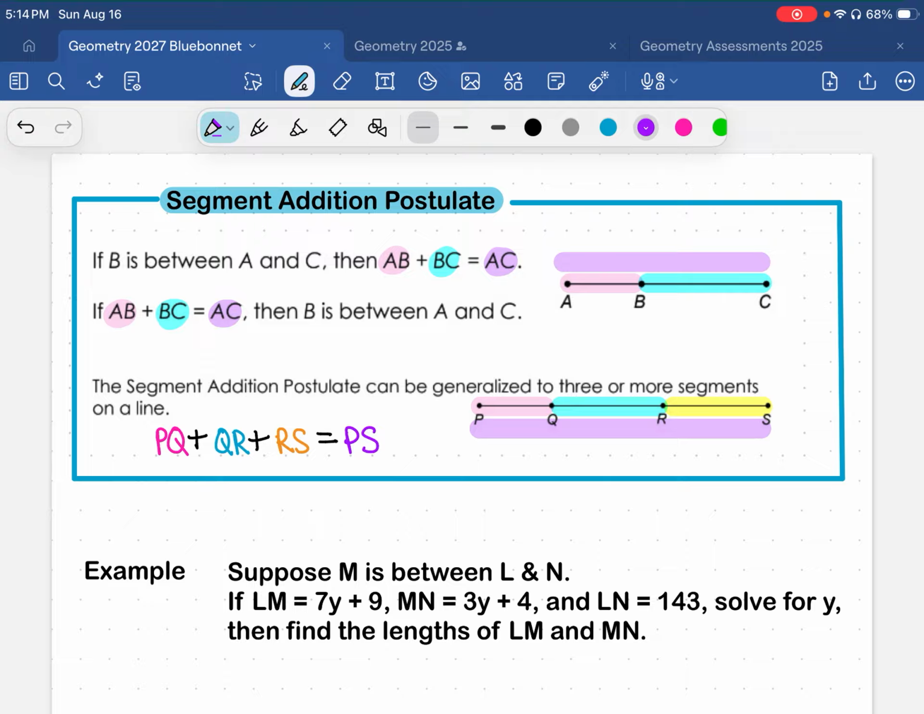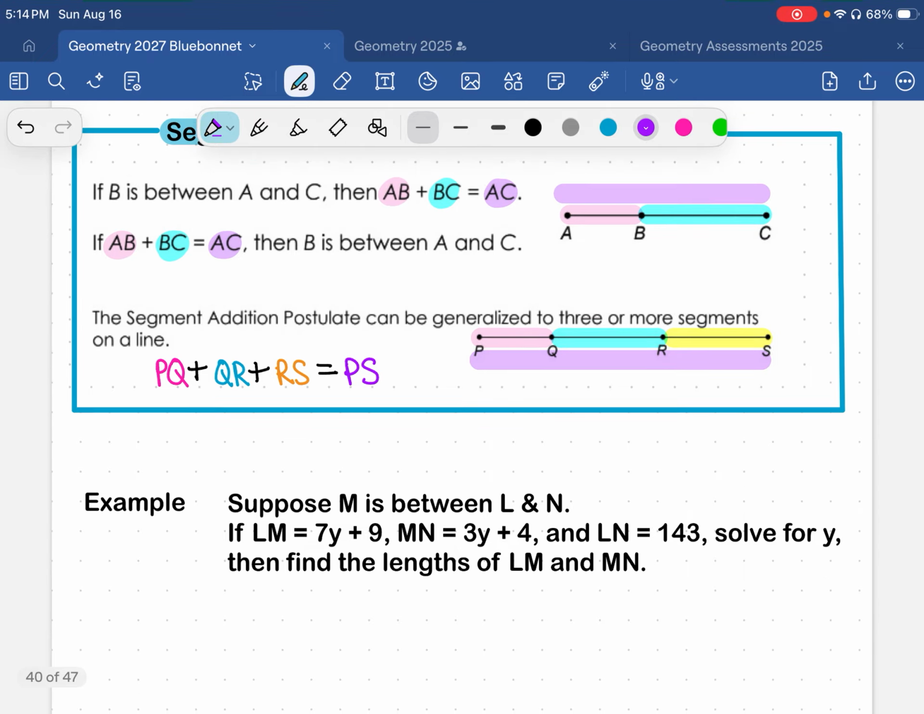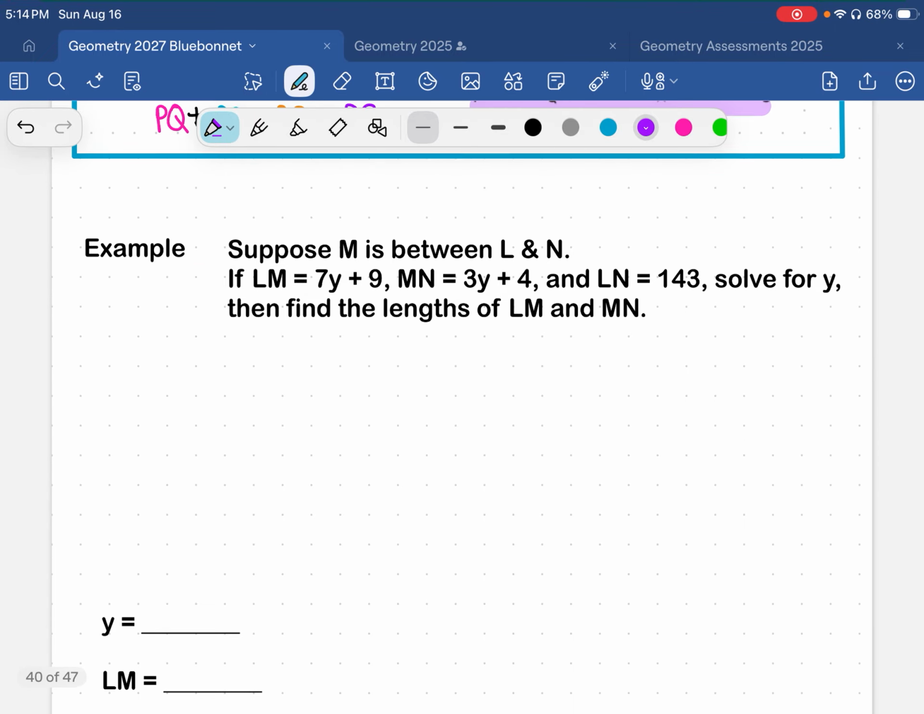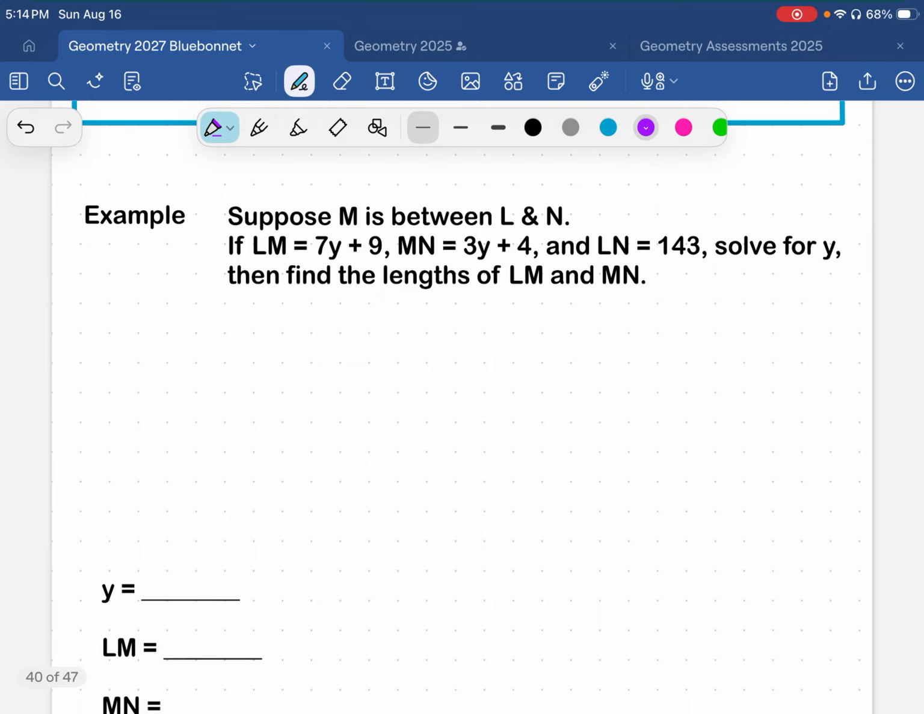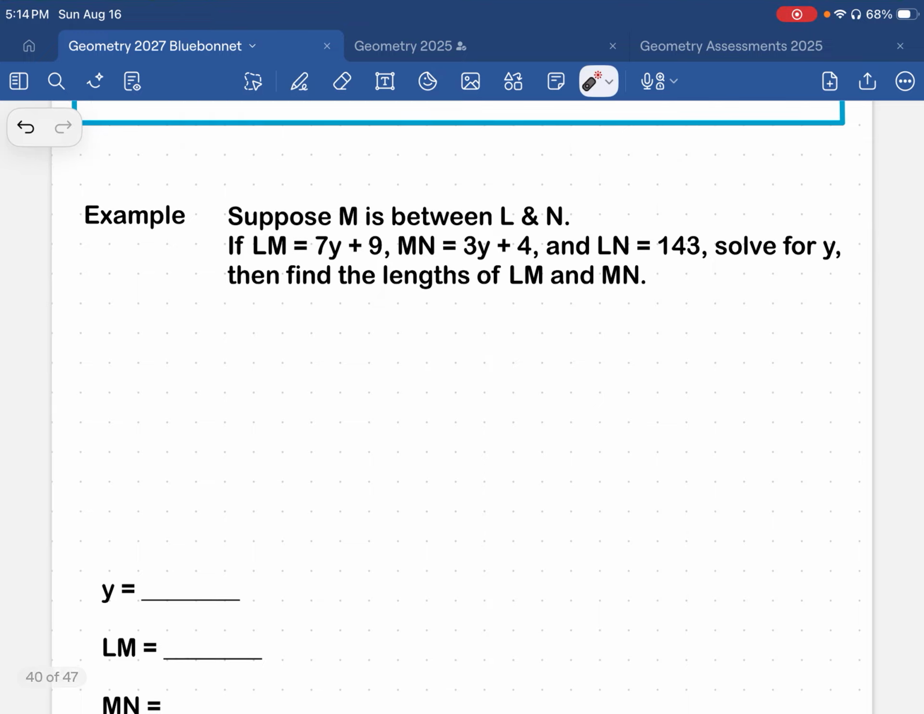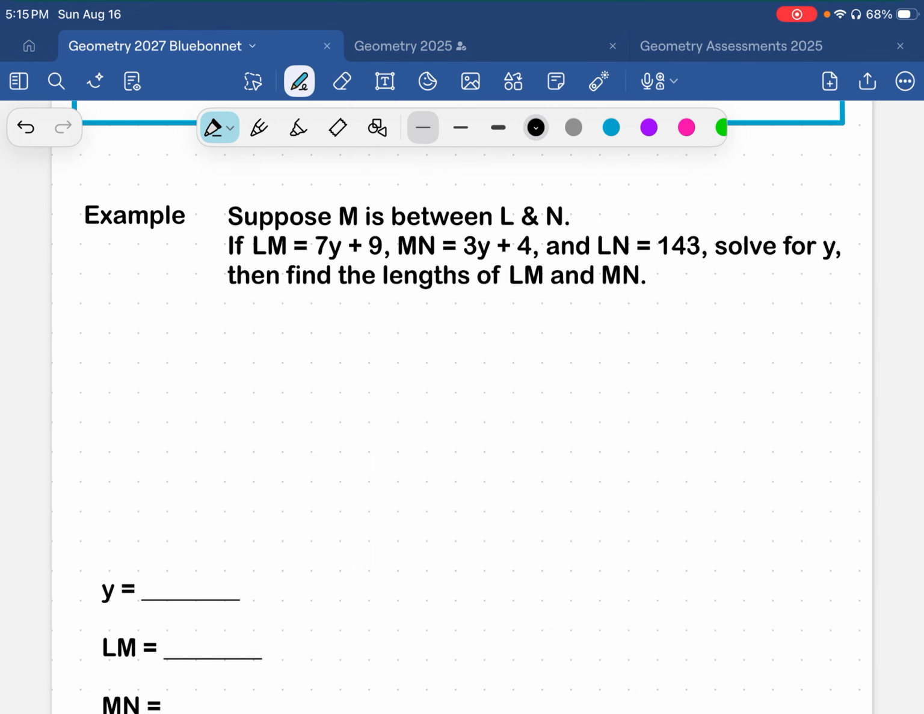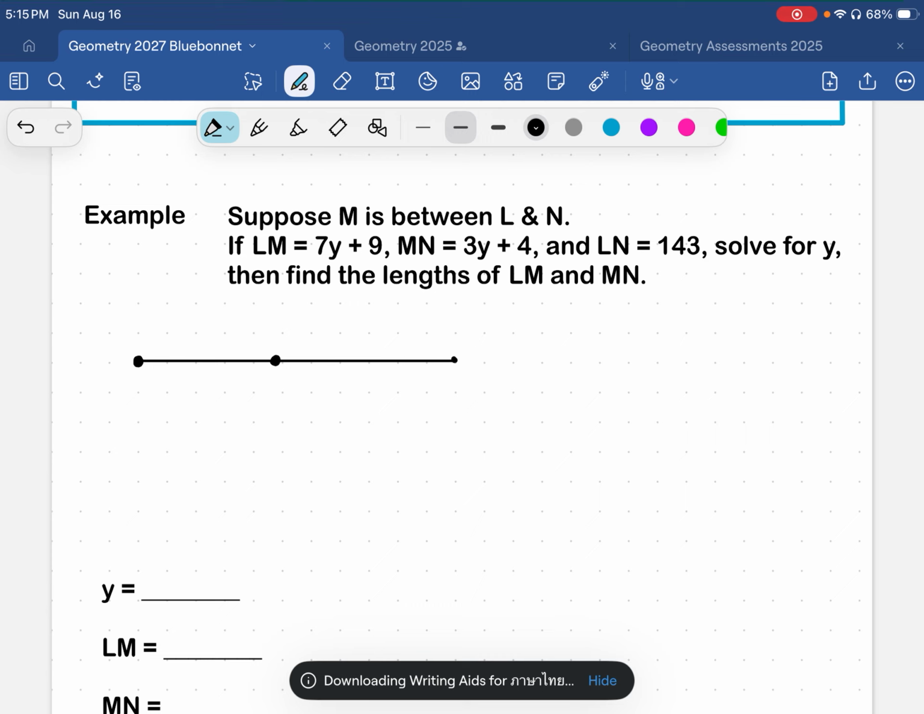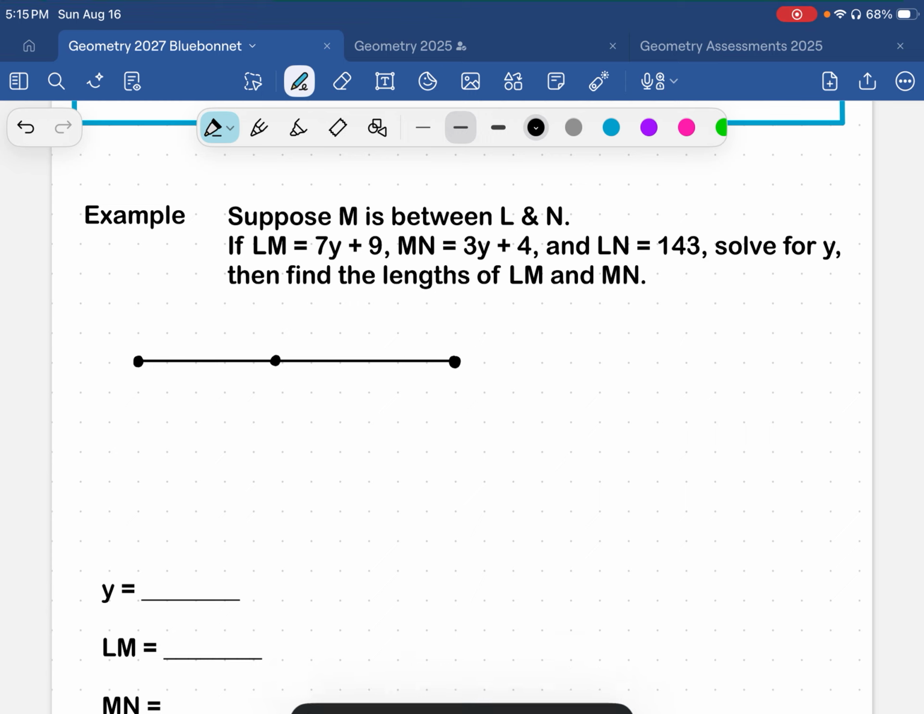See what this postulate, this rule looks like in geometry. Suppose M is between L and N. Now this statement right here is setting up what the picture looks like. Notice there is no picture, there's no diagram drawn for you. I don't have to draw you a diagram, but since we're just learning in these first few weeks of geometry, I will try my hardest to provide you with a diagram.